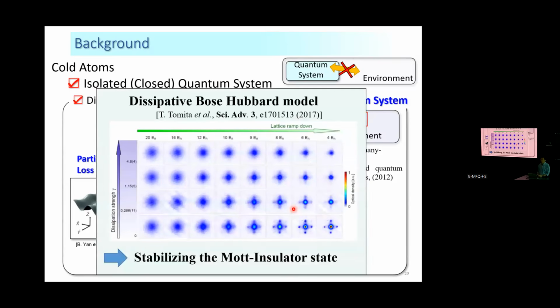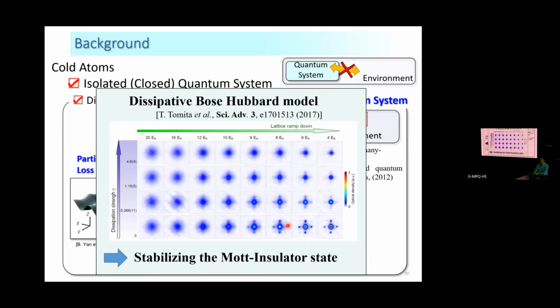Okay, and in our previous work, we studied the dissipative Bose-Hubbard model by introducing two-body loss by photoassociation, and we observed the phase coherence of the atoms in an optical lattice during the slow quench from the Mott insulator state to the superfluid state. And we revealed the novel role of dissipation to stabilize the Mott insulator state in this experiment.